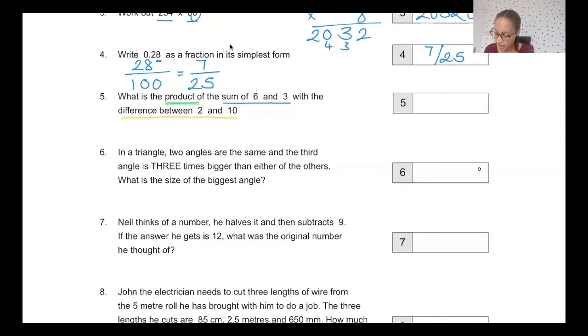Thank you. Okay, so the sum of 6 and 3 is 9. The difference between 2 and 10 is 8. And the question actually wants the product of those numbers. So we do 9 times 8. And then we get 72.